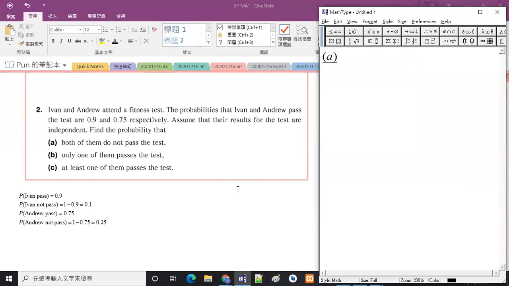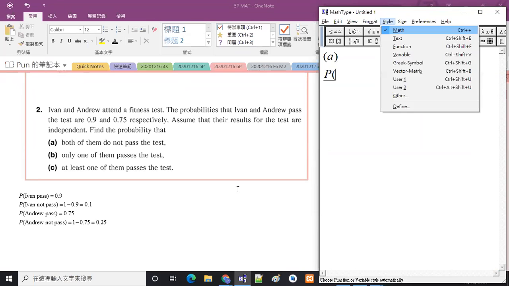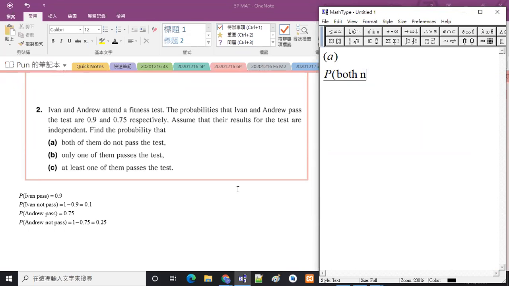In part A, the question asks us to find the probability that they both do not pass the test. Just copy the English sentence in the first line, and then I will interpret the sentence. What is meant by both not pass here? It means Ivan not pass and Andrew not pass. Get it? So they are connected by the word "and".